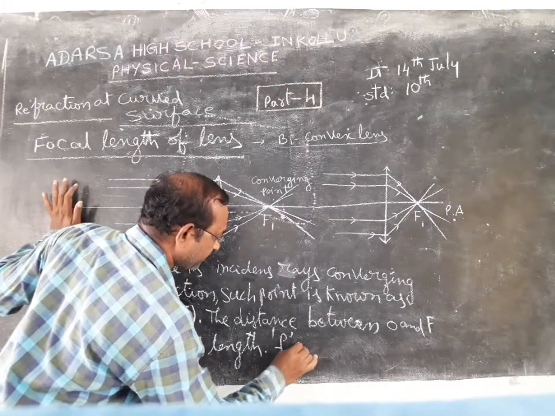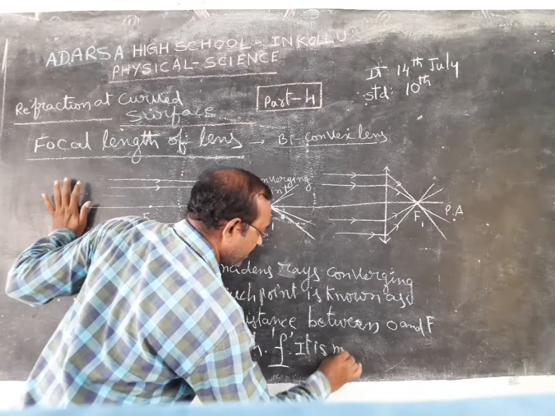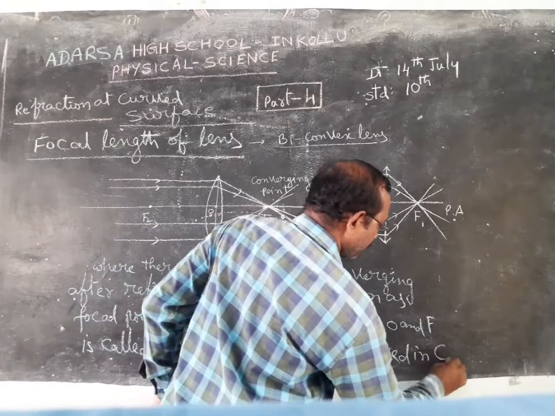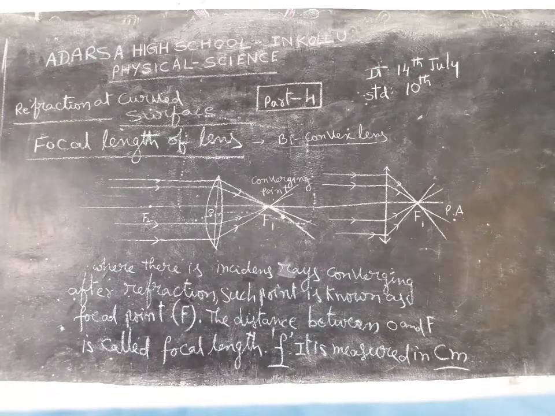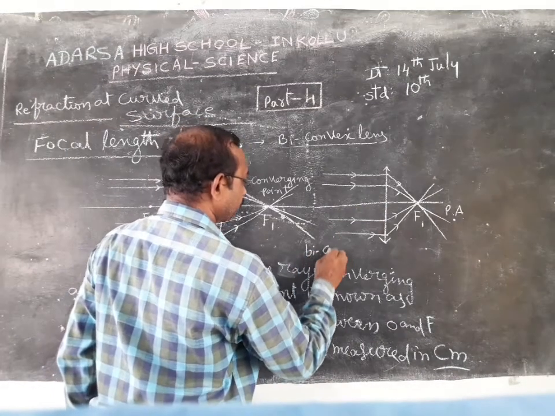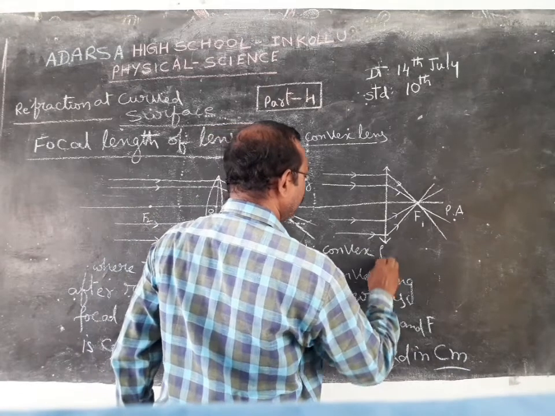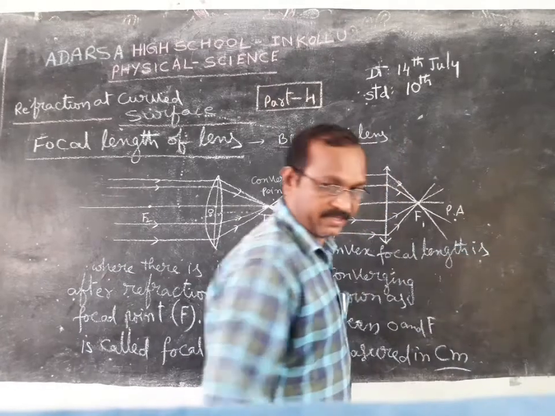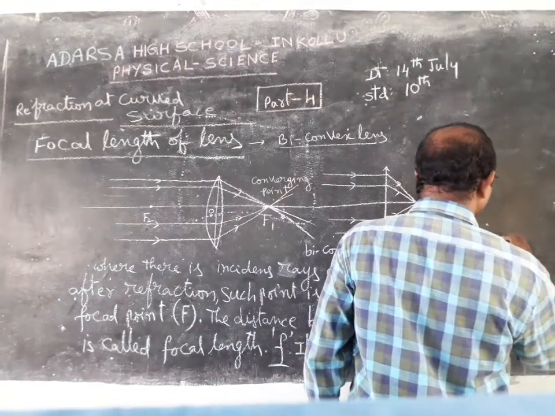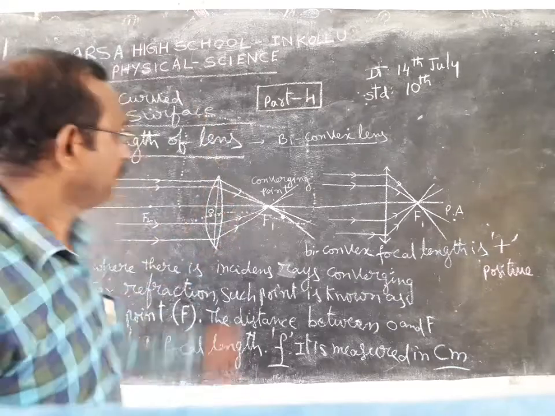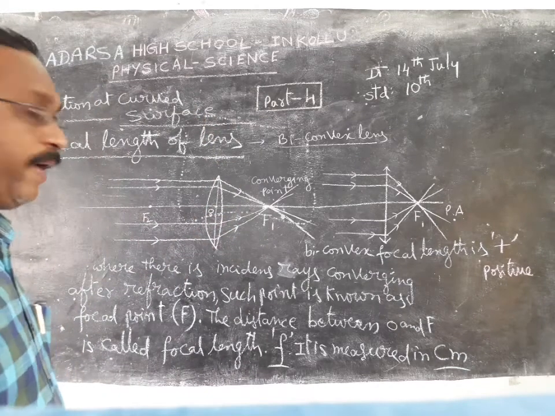It is measured in centimeters. So the focal length of a biconvex lens is positive. In this way, we are going to find out the focal length.